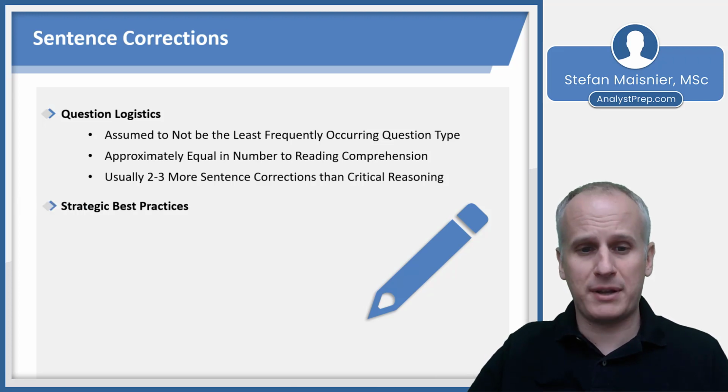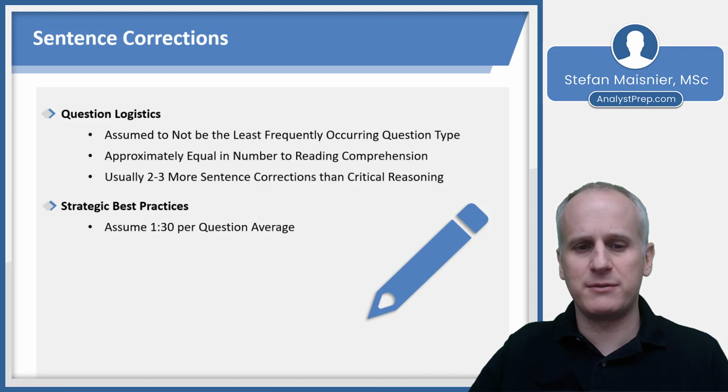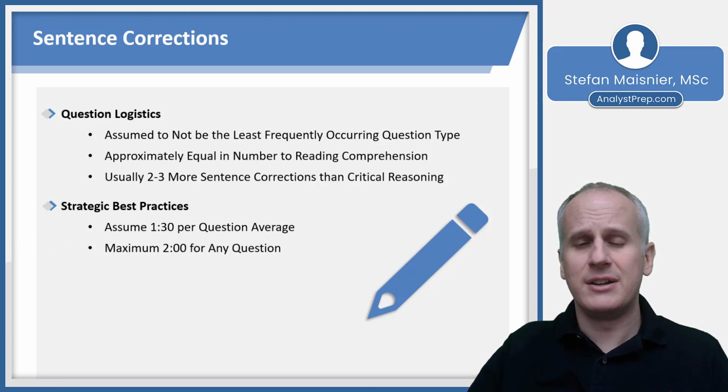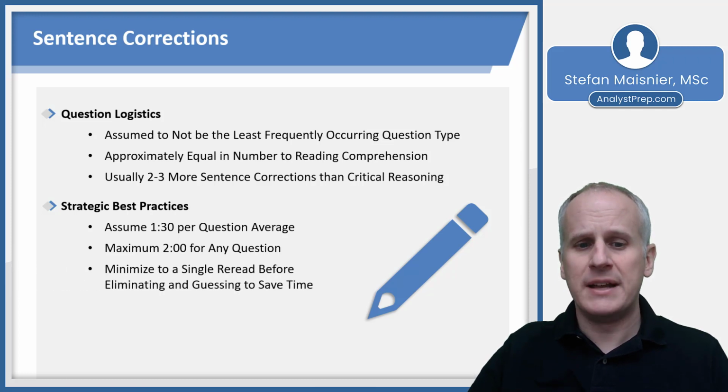Now, the strategic best practices for these question types, of course, are going to be about an average of a minute 30 per question, so a little bit faster than the other question types in the section. You're going to have a pretty hard maximum of 2 minutes for any sentence correction. And you have to minimize yourself to a single reread before eliminating and guessing to save time, because just reading these over and over again, of course, does not necessarily improve the likelihood that you're going to get it correct.